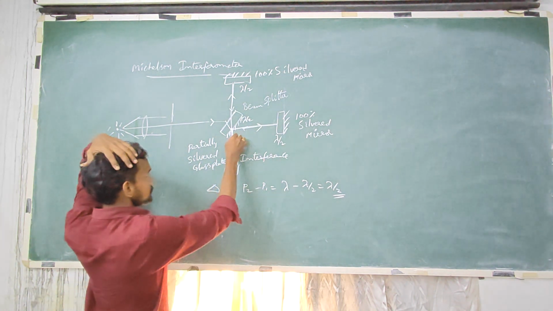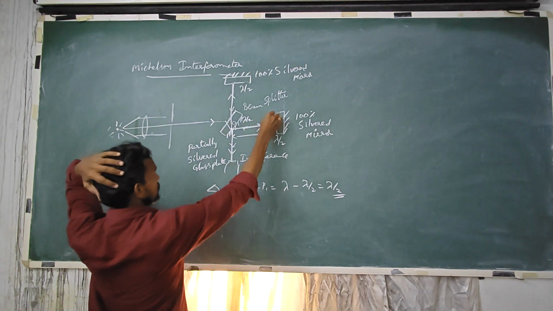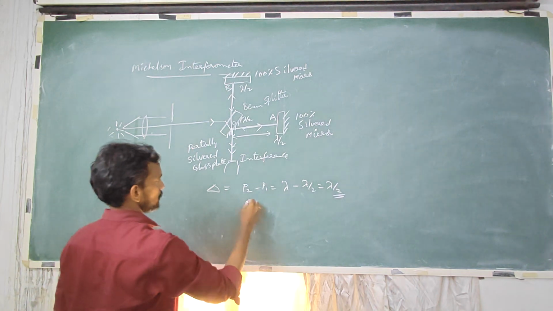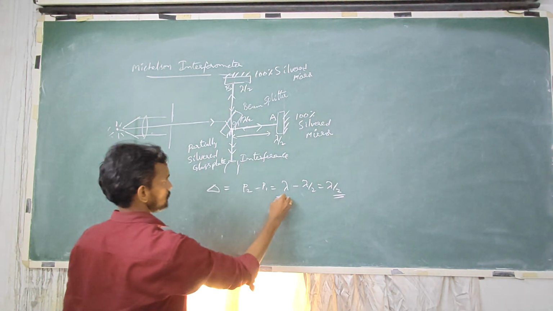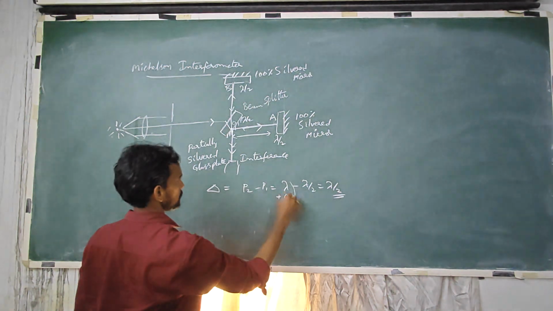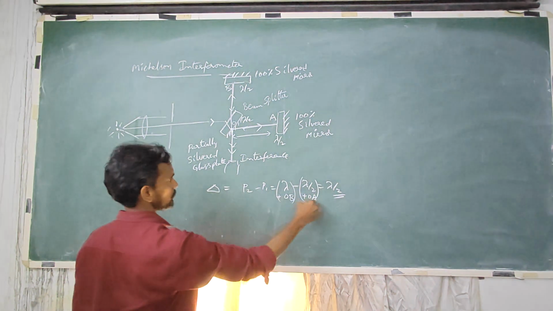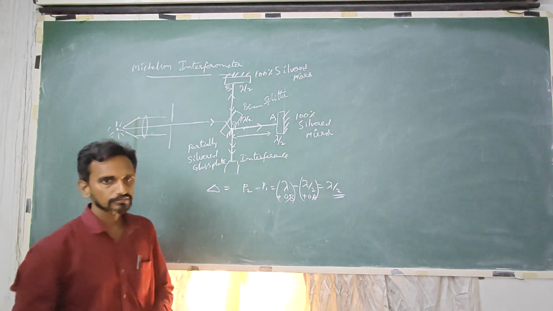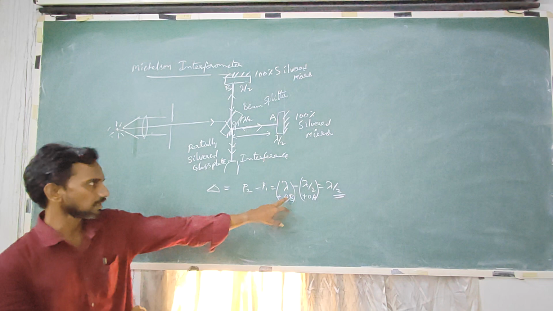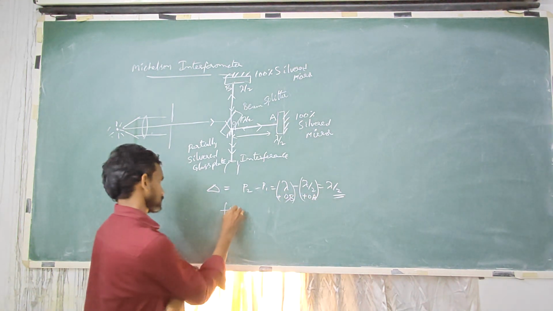And all these distances are same. Let's say this is OA and OB, plus OB, lambda plus OB, lambda by 2 plus OA. These two are equal, they get cancelled. OB and OA are equal, so they get cancelled, they will be left with lambda by 2. So the first fringe is dark.